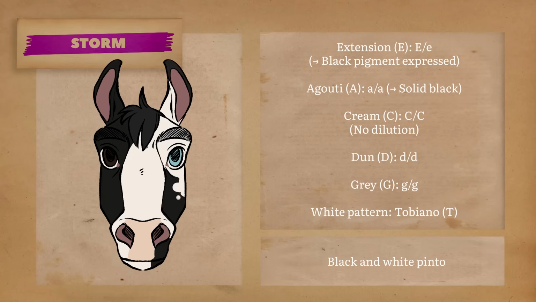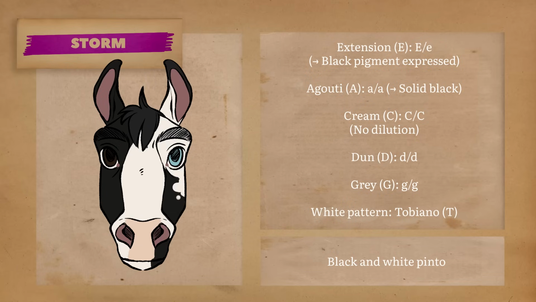So, we know he's a black horse, so that means he needs at least one capital E for the extension gene. He can't be homozygous because he has to give at least one lowercase e to Rain later. I know that for a fact. We're not going to jump back like we did with Bonita. I'm just going to spoil it for you.